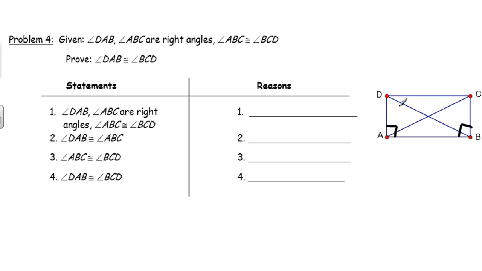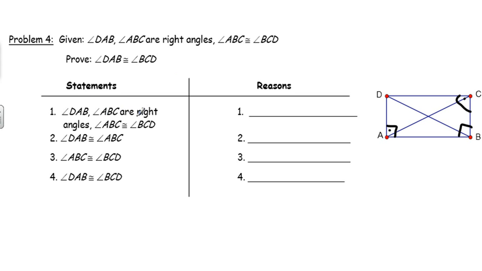And angle ABC is congruent to angle BCD. So these two are congruent. And we want to prove that DAB is congruent to BCD. We want to prove that this angle and this angle are congruent. Well, we already know that if this one's 90 and this one's 90 and this one's congruent to this one, then they're all 90. They're all congruent to each other. But you can't just say that. You have to prove it.